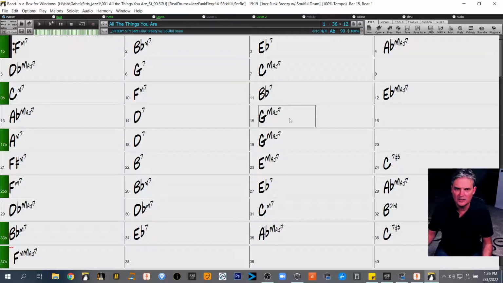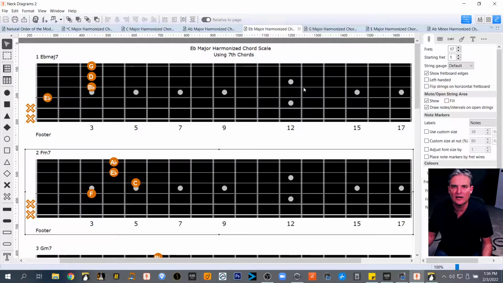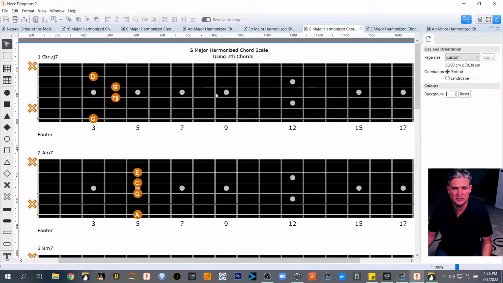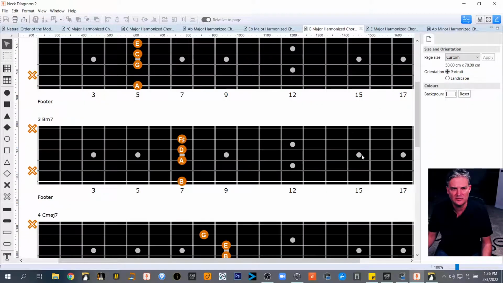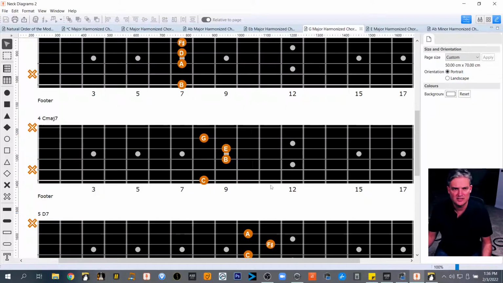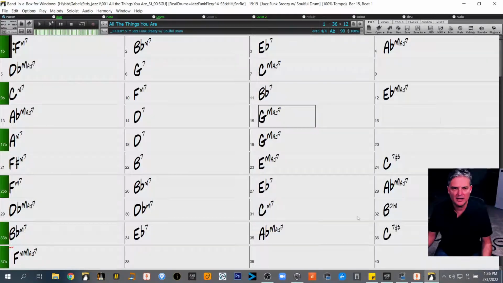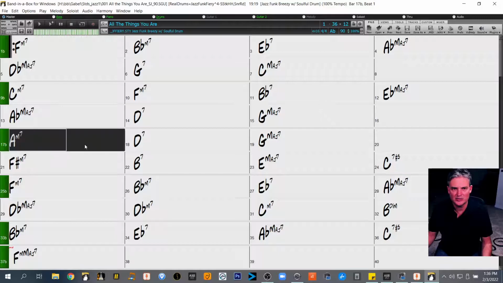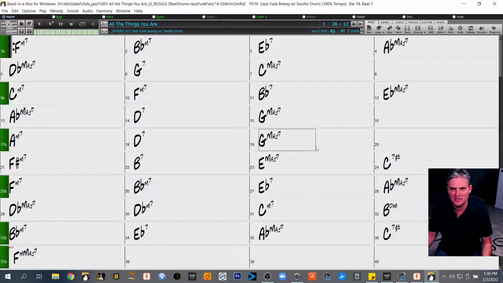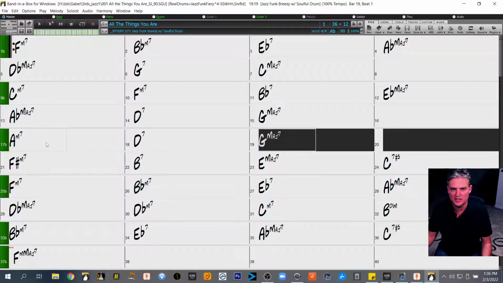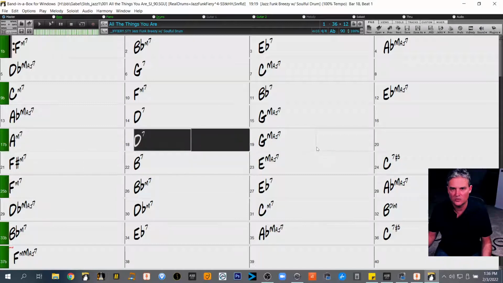All right, and if we lay out the key of G major, here's the key of G major. We've got G major 7, A minor 7, B minor 7, C major 7 is the 4, and so forth, right? So what we have following this is A minor 7, D7, G major 7. Guess what? This is a 2, 5, 1.